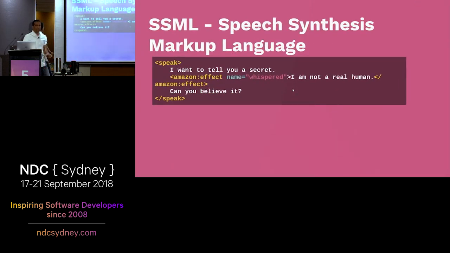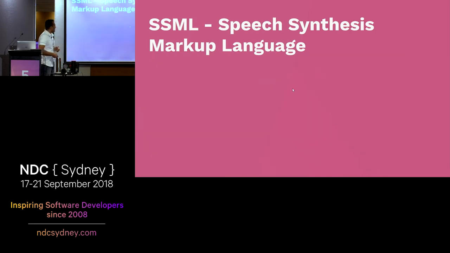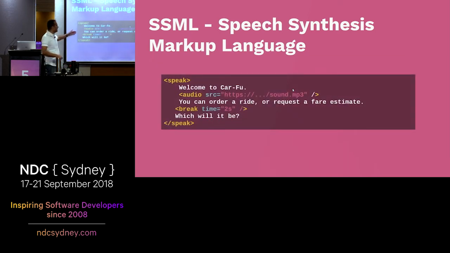Sometimes you may want to add a little bit more to your voice itself. Remember that when we asked AGL, the NDC app for the password, it actually whispered the password, right? So how do you do it? There's something called SSML, Speech Synthesis Markup Language, and the responses support that. So if in your response you said, hey, I want to tell you a secret, I'm not a real human, that actually whispers that back to the user. There are other things you can do. For example, you can play an audio as part of your response, or you can break for a couple of seconds in your response.